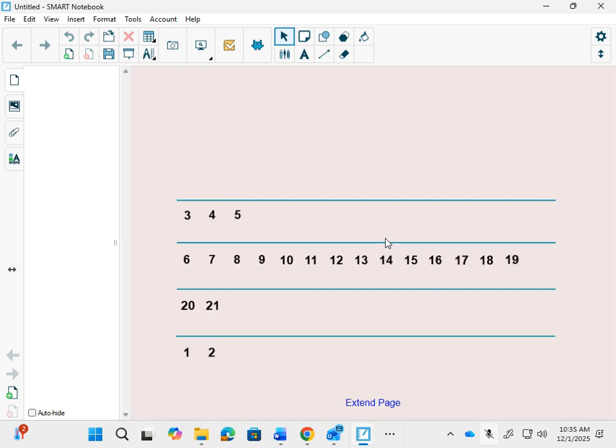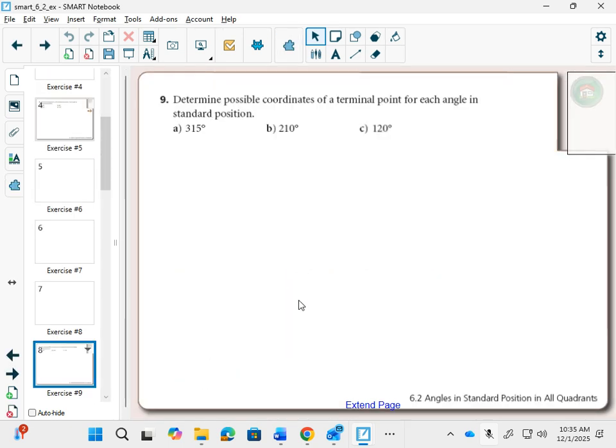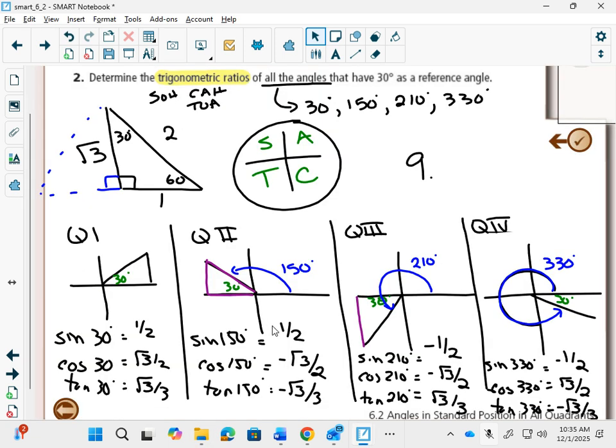Were you guys done writing that down? No? Okay, I'll turn back. And then we're going to do question number 9. We're going to do part of it together. Will that be in the video? Yes. So we don't have to write it down. No, you have to write it down one way or the other.